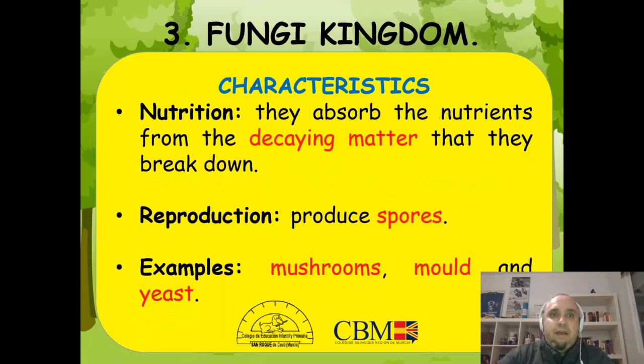How do fungi eat, or how do they do the nutrition? They are not plants, so this is different from the plants. Plants make their own food, but fungi absorb the nutrients from the decaying matter that they break down. So when they find decaying matter in the soil, they absorb the nutrients and break them down. How do they reproduce? They reproduce using spores. And the examples, as I said before, the multicellular fungi are mushrooms, and the unicellular fungi are mold or yeast.